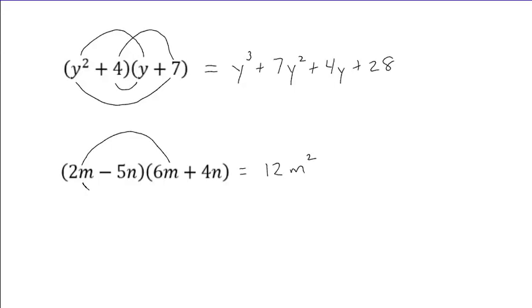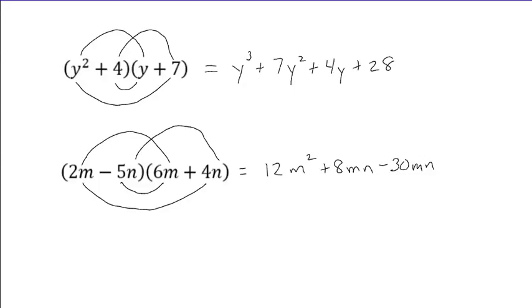Then my outers, 2m times 4n. So be careful with the different letters here. 2 times 4 is 8, and then I have m and n. A common question is, does it matter what order I put those letters in? And the answer is no. I prefer alphabetical order, but if you write 8nm, that's perfectly fine as well. My inners are the negative 5n times the 6m, so a negative times a positive is a negative 30mn.